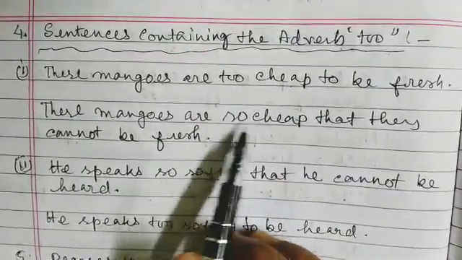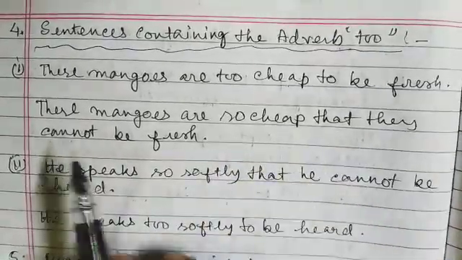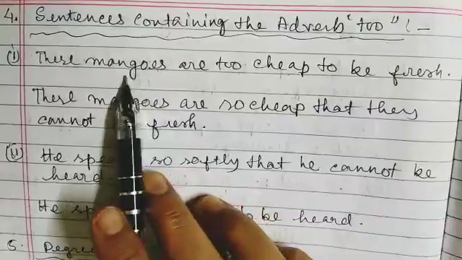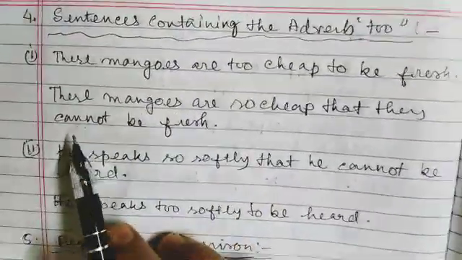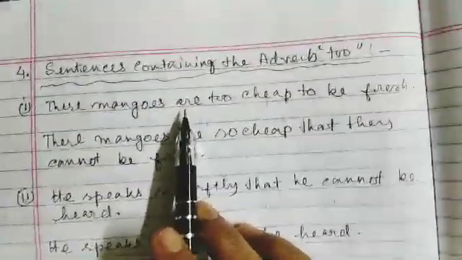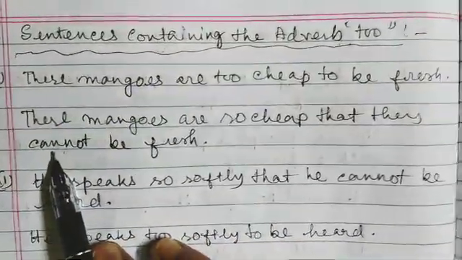These mangoes are so cheap that they cannot be fresh. Look, here present tense has been used, are. So that is why we are using cannot here. If it was in past tense, then you have to write could not.